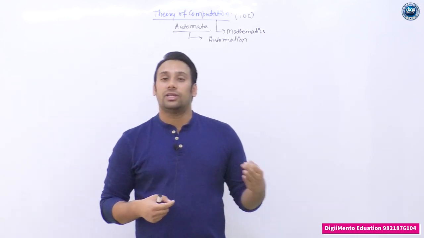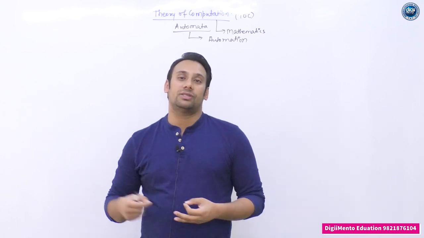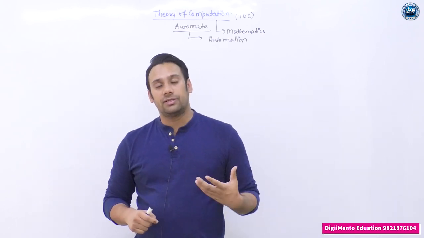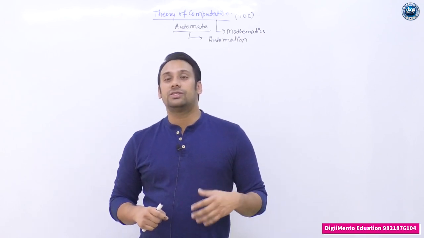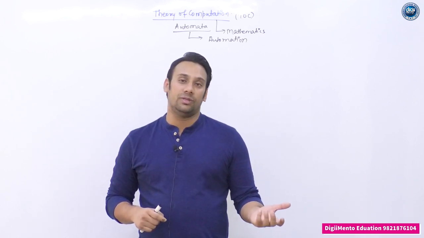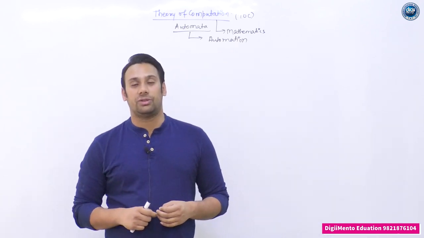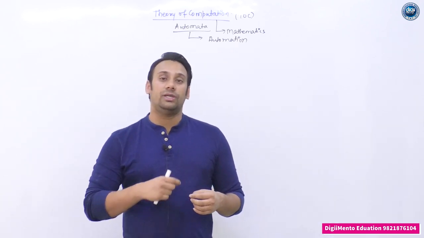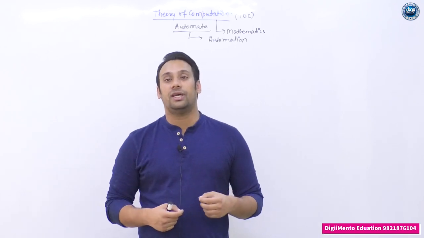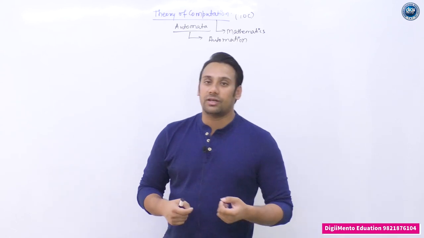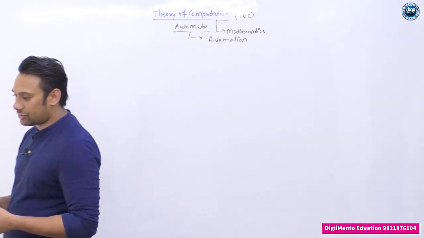In the end we'll be studying Turing machines and we know that Turing machines are as powerful as your modern day computers. So can you design a machine, can you formulate a machine which is even more powerful than a Turing machine? That means agar aap ek aisi machine bana sakte hain which is even more powerful than a Turing machine, that means you will be able to solve more problems. Iska matlab hai aap aur bhi zyada problems ko solve kar sakte hain. This is what we are trying to achieve, this is what we are trying to do.